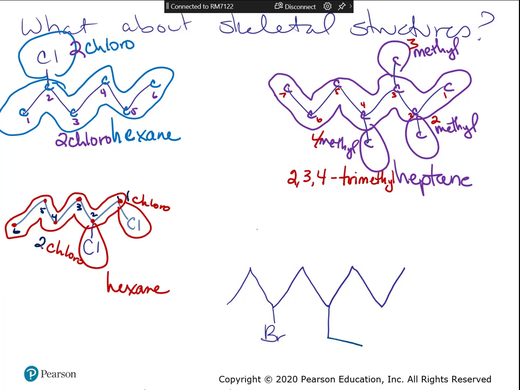That's the third step. And then the last step, I'm going to list them in front. But if you have 2 chlorines, instead of writing 1 chloro, 2 chloro, you call it dichloro. So 1, 2, dichlorohexane. All that means is that on carbon 1, there's a chlorine. On carbon 2, there's a chlorine. So the numbers tell you where the chlorines are located on that hexane chain.